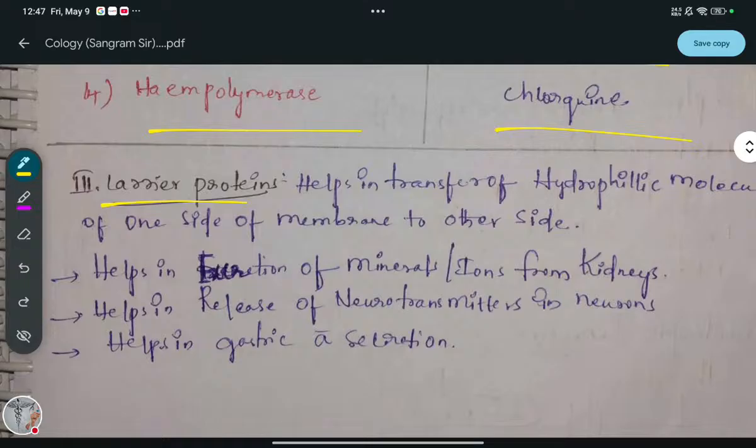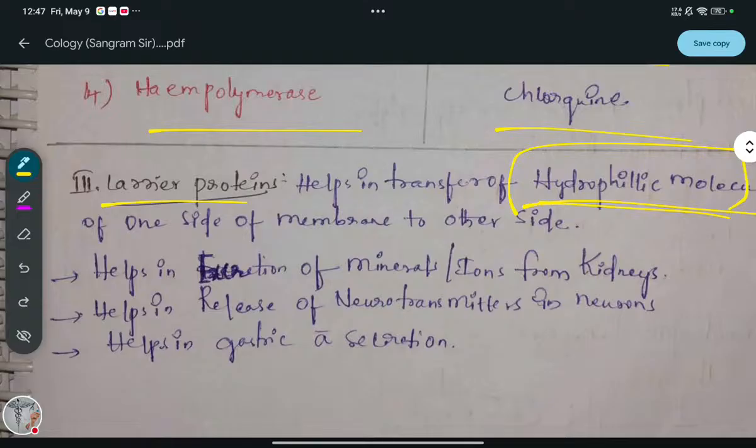So in the carrier protein, what will happen? Carrier protein helps in the transfer of hydrophilic molecules from one side of the membrane to the other side. Hydrophobic molecules are lipophilic and can easily pass through the membrane. Why? Because our cell membrane is made up of a lipid bilayer and like dissolves like. So all the hydrophobic molecules, which are also called lipophilic, can easily pass through the membrane.